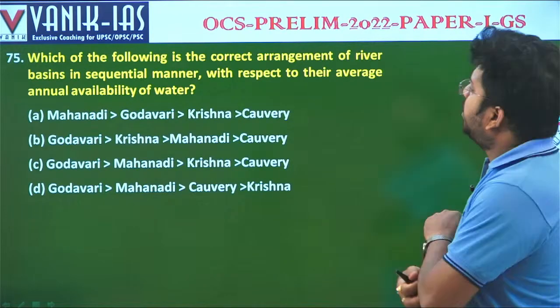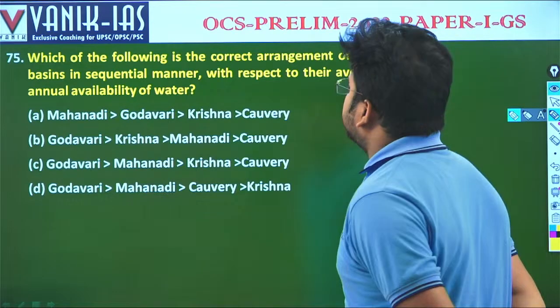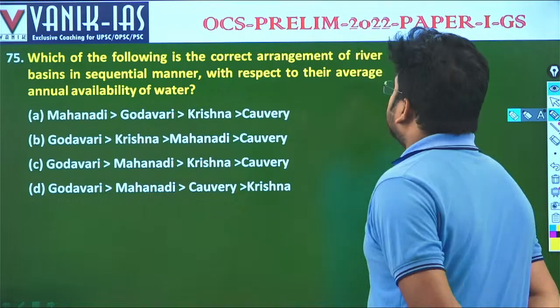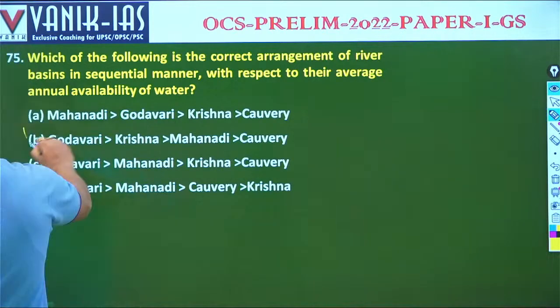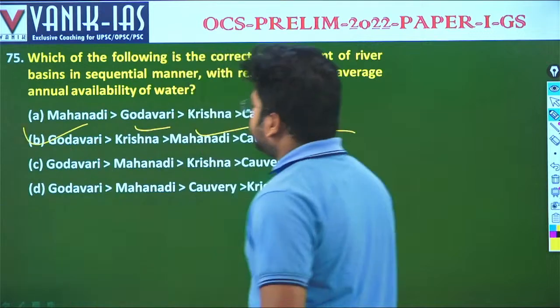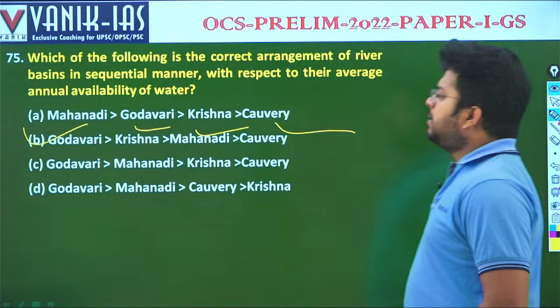Which of the following is the correct arrangement of river basins in a sequential manner with respect to their average annual availability of water? First will be Godavari obviously, right? Dakshin Ganga, Godavari. Then Krishna, then Mahanadi, then Kaveri.